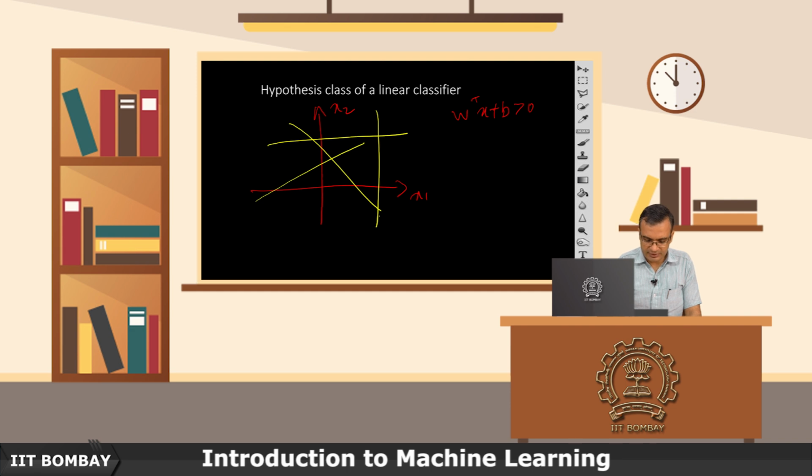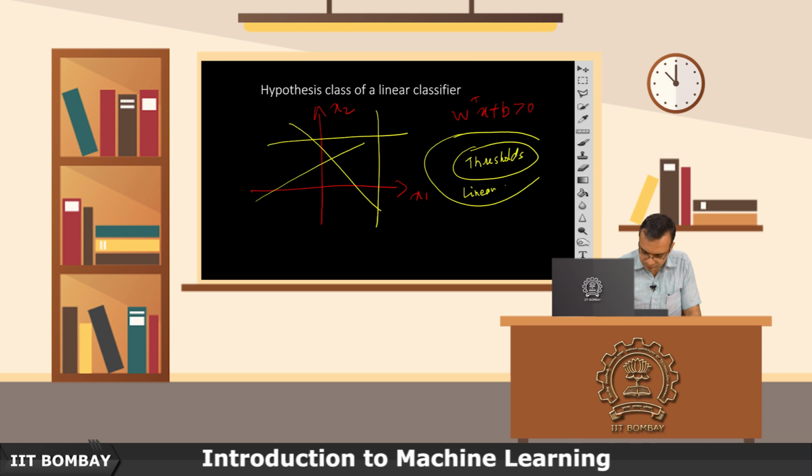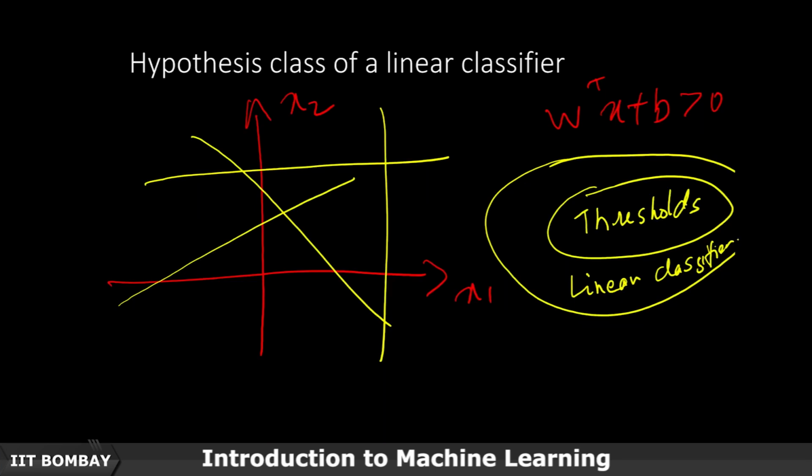So here what we can see is that decision thresholds are one hypothesis class, and a bigger hypothesis class, a superset of this class, is linear classifiers. So the thing to note here is that the linear classifier is richer. It can model a larger variety of functions than thresholds, and it also subsumes the thresholds. It's a superset of these thresholds.